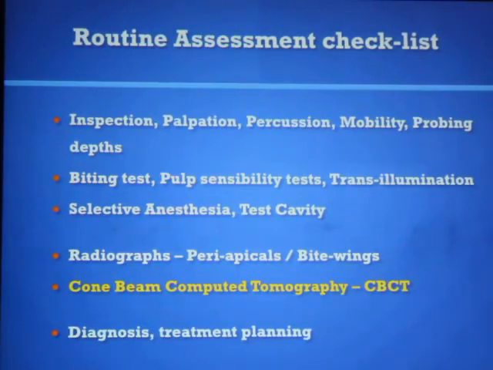We can do a taste cavity, selective anesthesia. We do take regularly radiograph, periapical radiograph. In many situations, biopsy radiographs are very important as well. But what we're talking here is the role of conebeam CT in the diagnosis in the case that we have just seen.